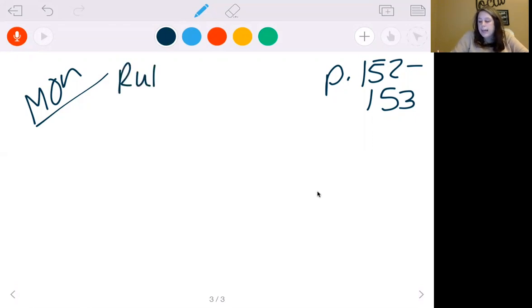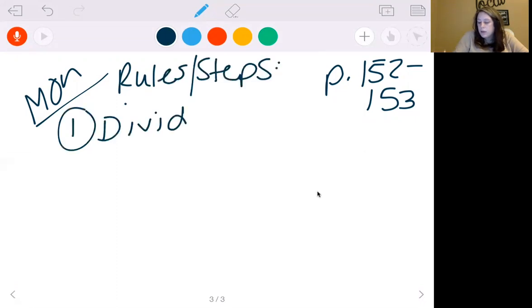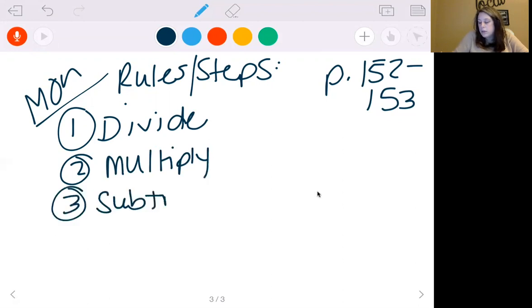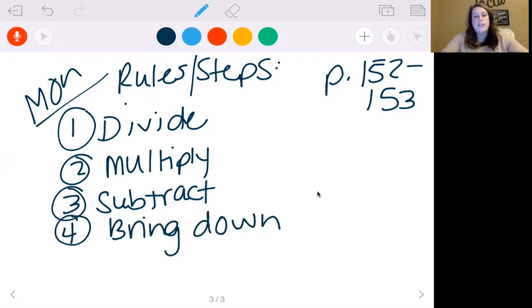So we're going to divide. Step 2 is multiply. Step 3 is subtract. And step 4 is bring down. If you notice, bring down is going to be the new step we're adding. So I'm going to ask you to pause here to write down your steps real quick if you need to. I'm going to clear out the page so that we can keep going, okay?